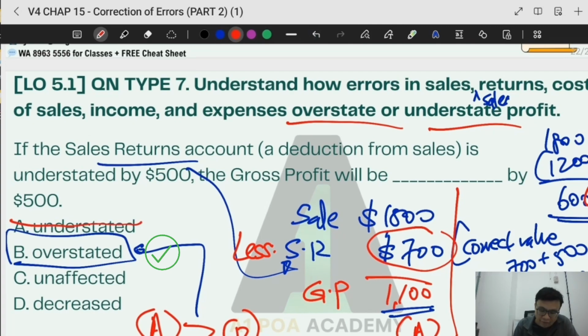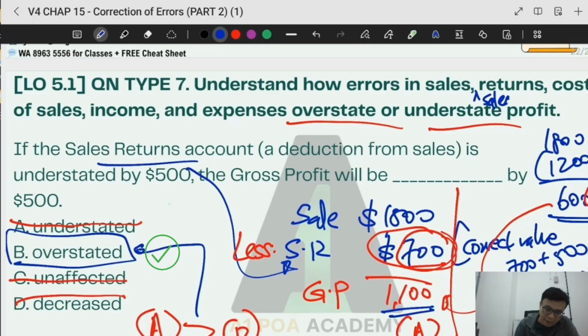C, unaffected. It cannot be, because A is not equal to B. D, decrease. No, it's not going to decrease, as you can see. It actually increases. The gross profit will be increased from 600 to 1100 as a result of understating the sales return by 500. Instead of 1100, it is now 600. So therefore, the answer must be B.